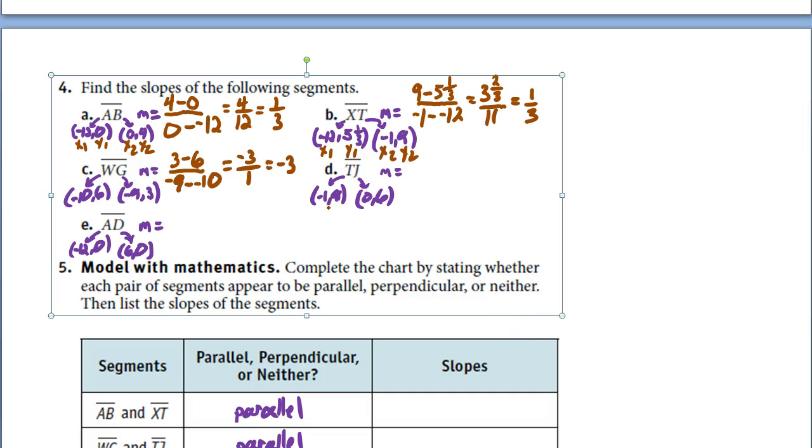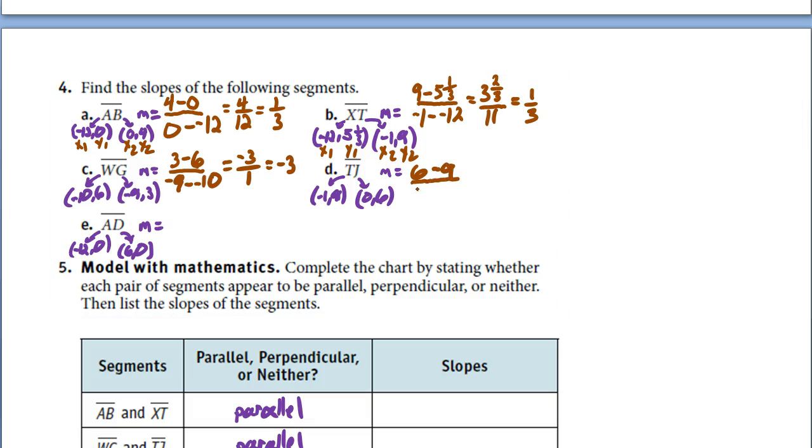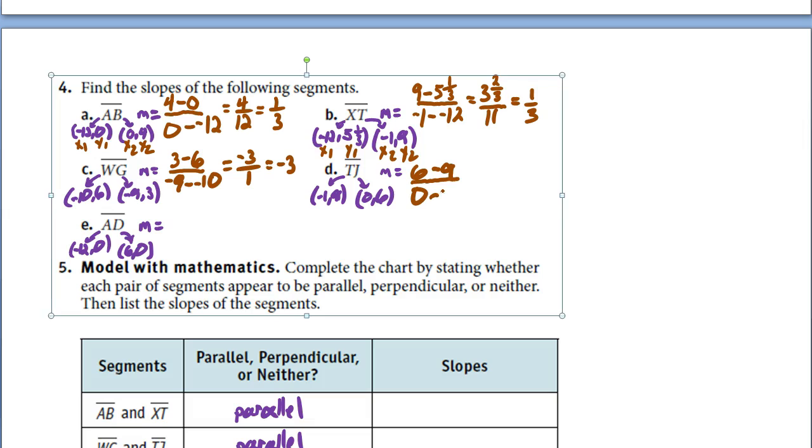Okay, question D. Here are the 2 ordered pairs. So we're going to go 6 minus 9 divided by 0 minus the negative 1. 6 minus 9 is negative 3. 0 subtract negative 1 is 1. And this simplifies to negative 3. Last one, question E. We want segment AD.